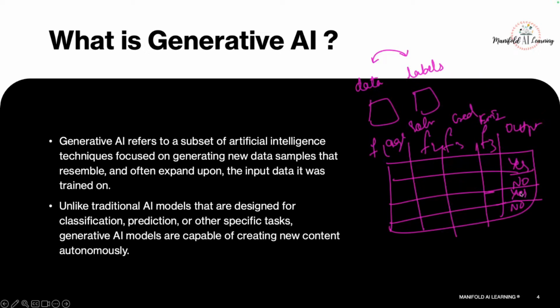Now using this historical data, we are going to train the machine learning model, or it can be a deep learning model. And once we train this machine learning or deep learning model, we are going to deploy it.